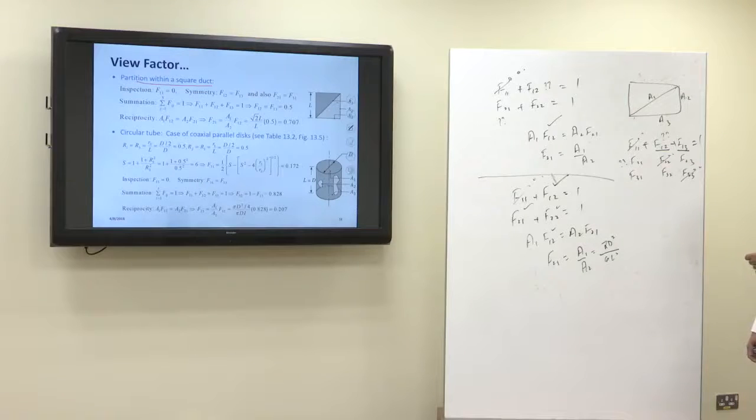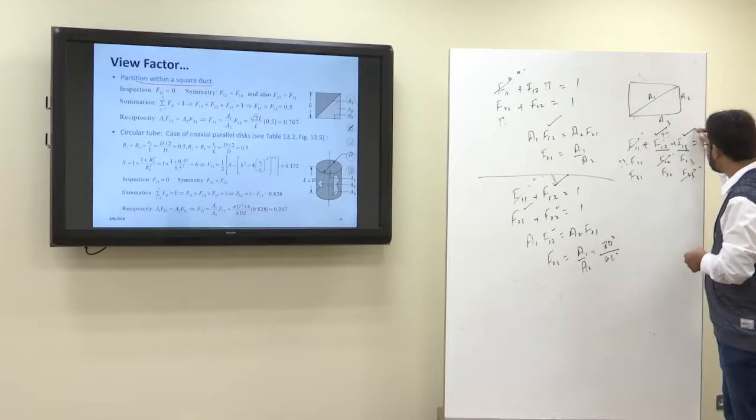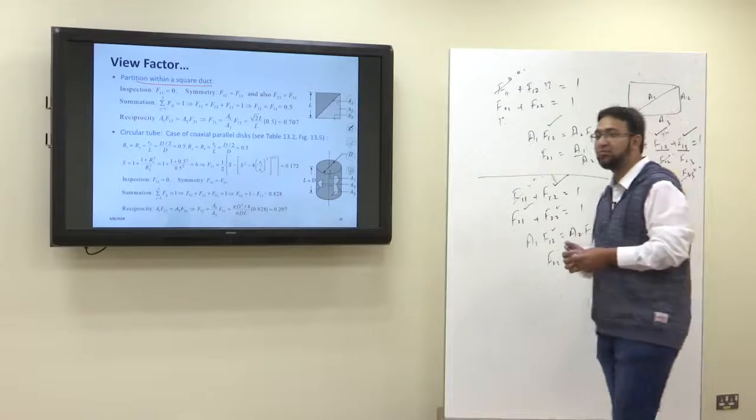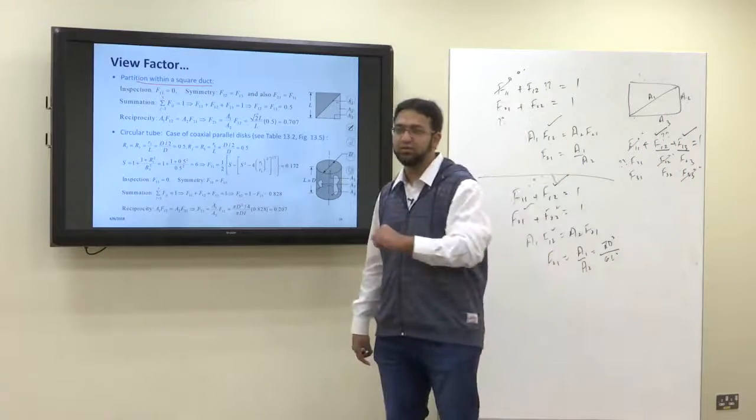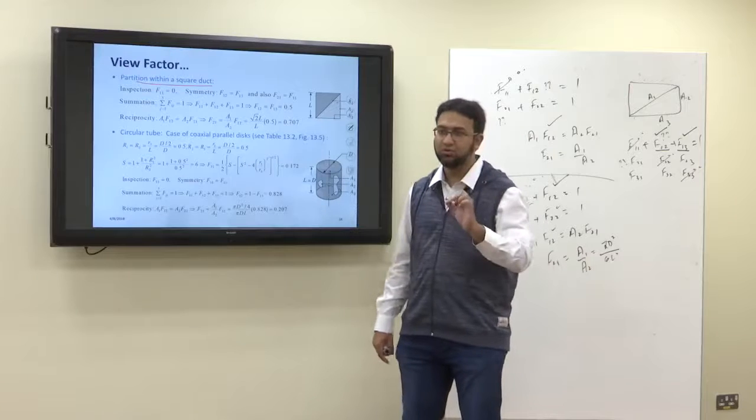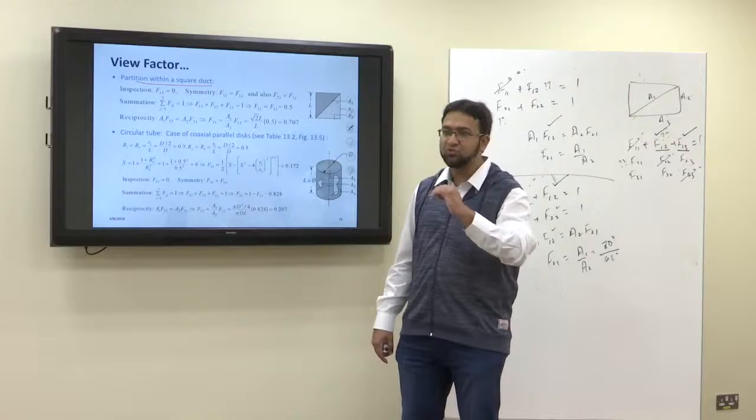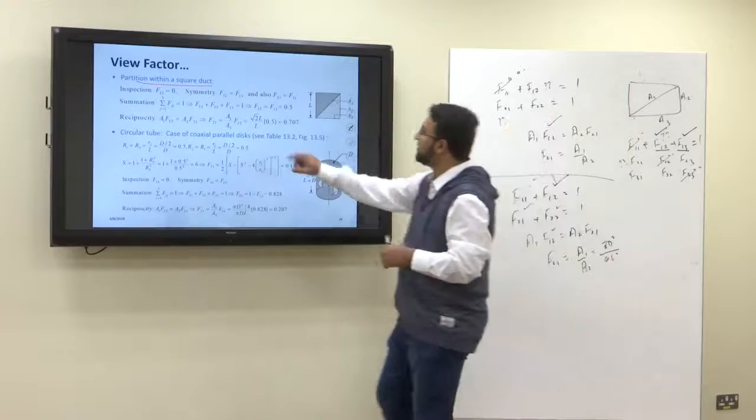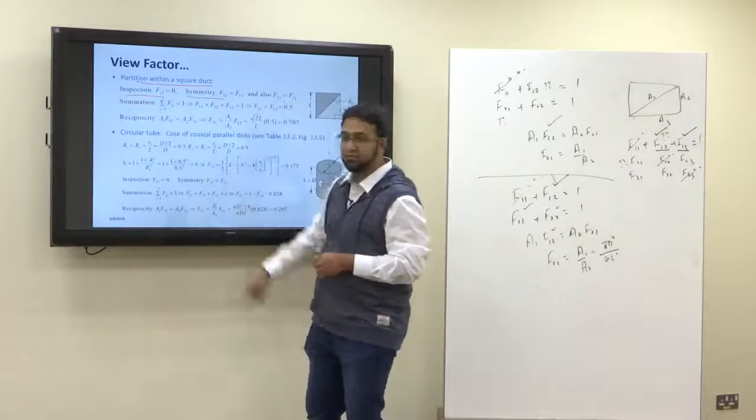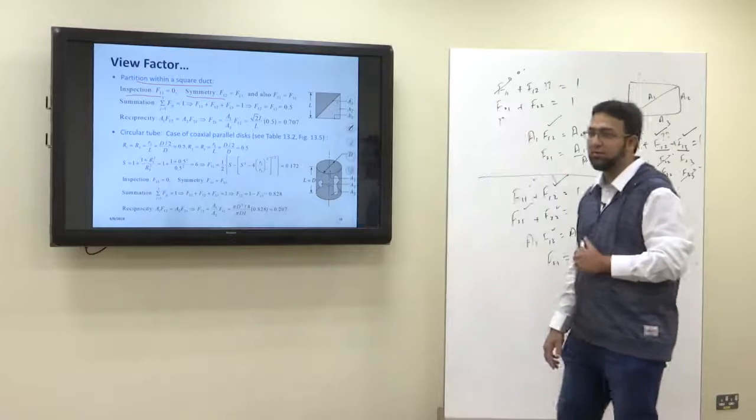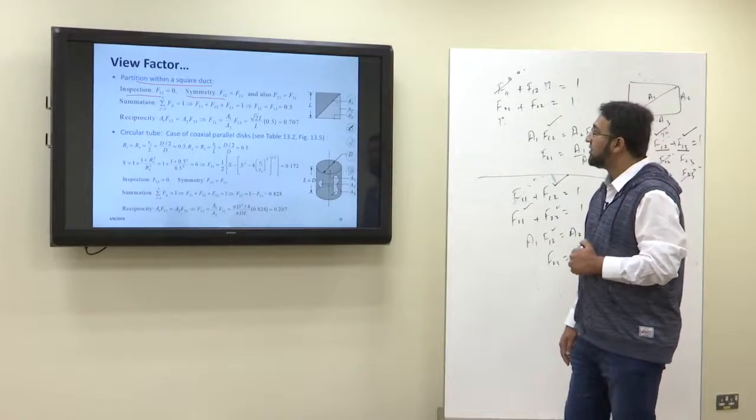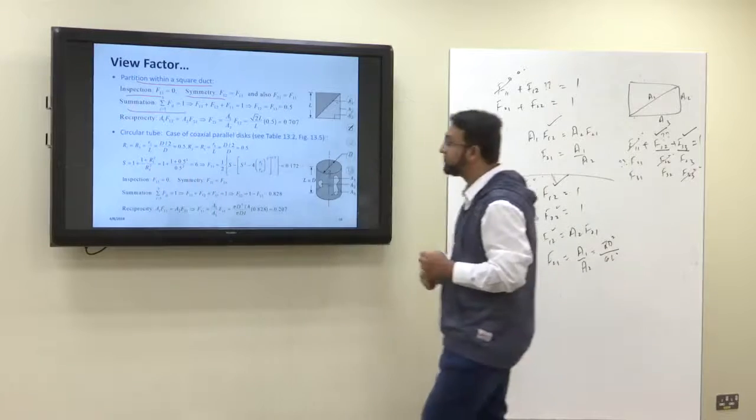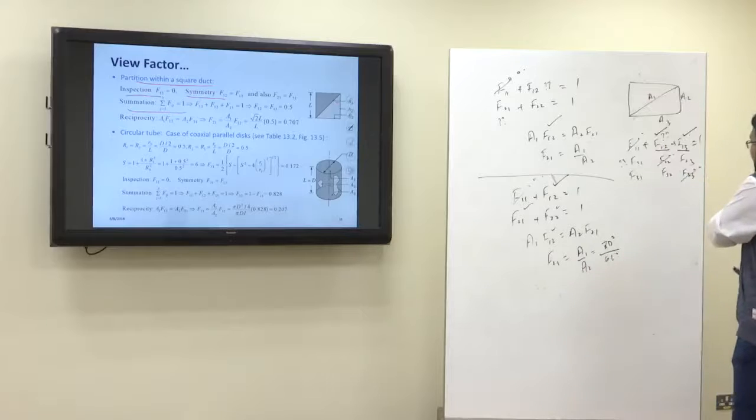It's clear? So now I know what F12 is, I know what F13 is. When you are solving these problems, you will have to write these statements: by symmetry, by enclosure law, based on which law you are determining these view factors. You have to write it, like for example, written here: by inspection, by symmetry, by enclosure law. This is the enclosure law: the summation of all view factors is equal to 1. Now I have this.